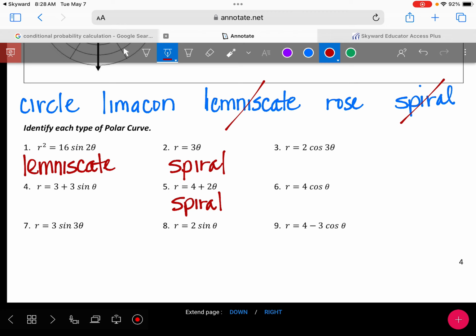So I took care of this. Okay. The only one that has a plus minus, that's dangerous, y'all. Plus minus and a cosine is a limicon. So which numbers do we think are limicons? 4 and 9.